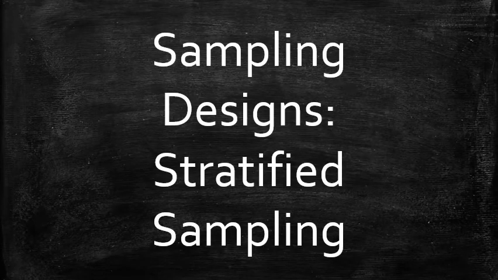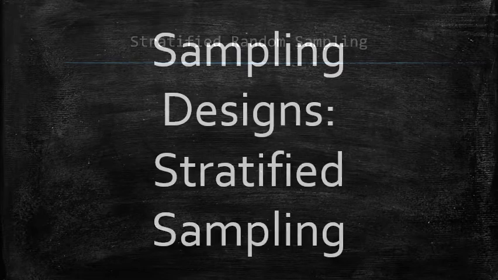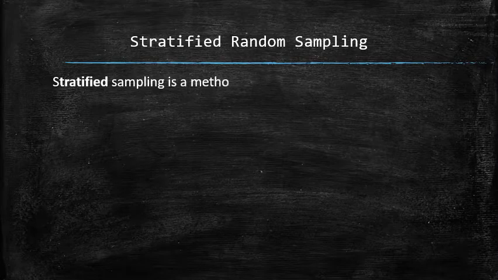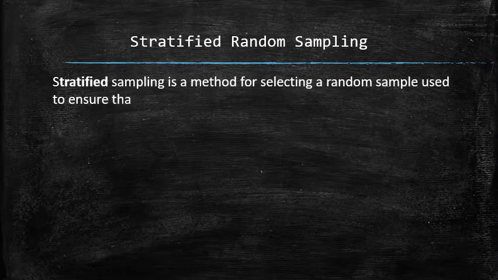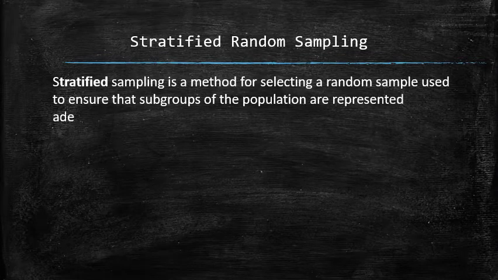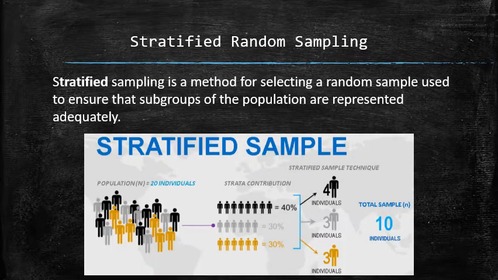Next, we will discuss a stratified sampling method. Stratified sampling is a method for selecting a random sample used to ensure that subgroups of the population are represented adequately. Here's a diagram that summarizes the stratified sampling procedure.